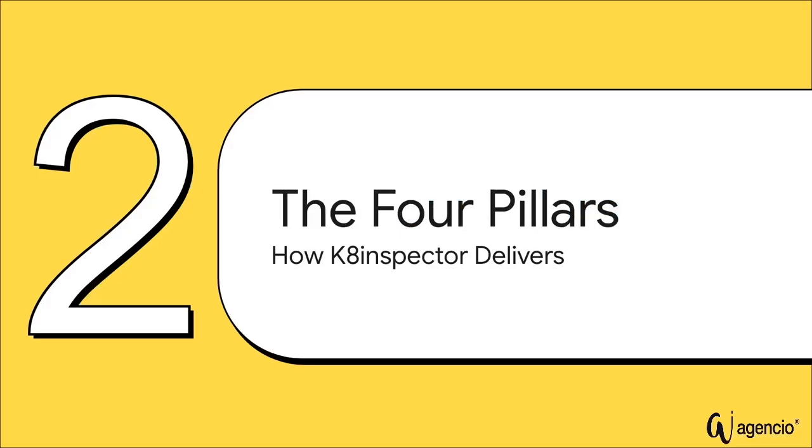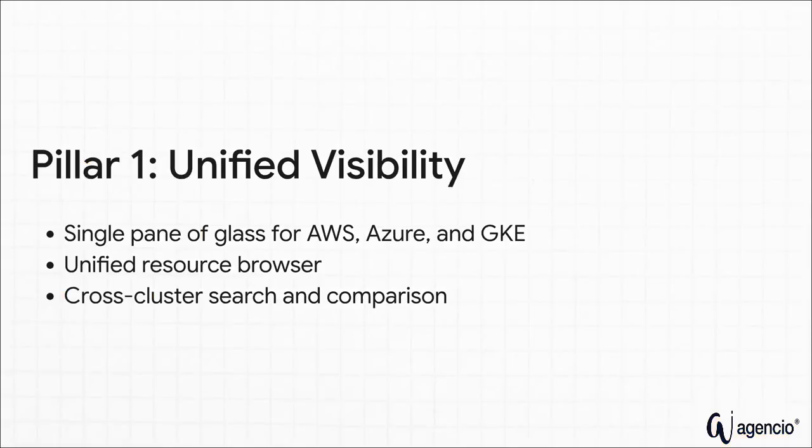So, you're probably wondering, how does it actually do that? How does K8 Inspector deliver on this big promise of clarity? Well, it's all built on 4 core pillars that work together to create this amazing unified experience. So, pillar number 1 is unified visibility. And this is a big one. Forget about jumping between browser tabs. It doesn't matter if your clusters are in AWS, Azure, or Google Cloud. You get one single pane of glass. Just imagine being able to search for a specific pod across your entire cloud estate with just one query. That's the kind of power we're talking about here.